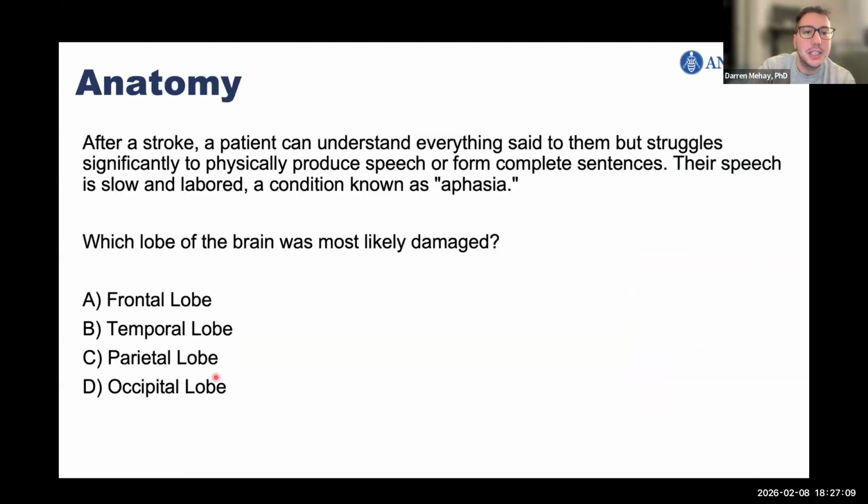We don't see any questions, so we can move to the next one. After a stroke, a patient can understand everything said to them, but struggles significantly to physically produce speech in the form of complete sentences. Their speech is slow and labored, a condition known as aphasia. Which lobe of the brain was most likely damaged?